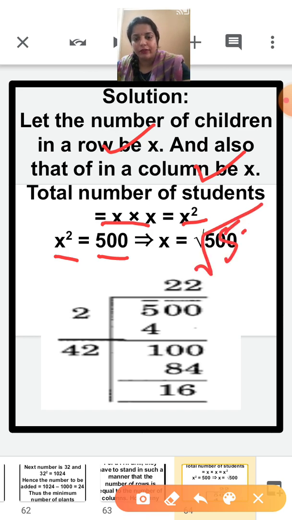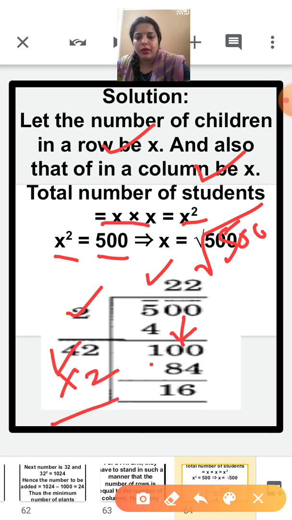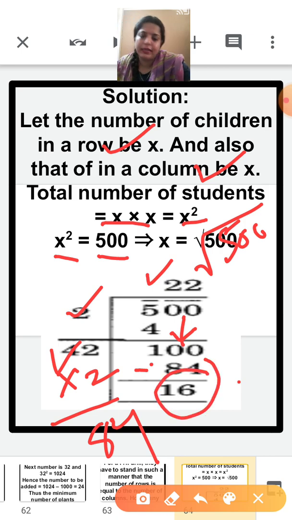Okay, now find out: 2 2s are 4, 1 is left. Now these zeros go down. 2 plus 2 is 4. Now multiply by 2, you are getting 4 and 84. If you put 3 here, it gives you a greater number, which we don't need. So 84. After that 16 students are left. So now we need not add anything. You have to leave the question right now. Only 16 students are extra for satisfying our condition.